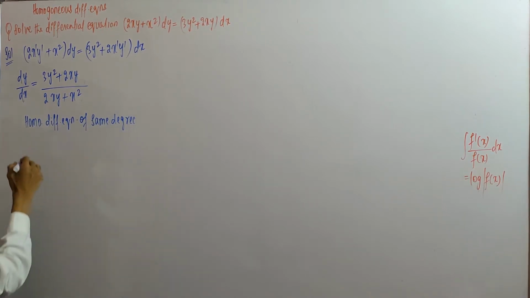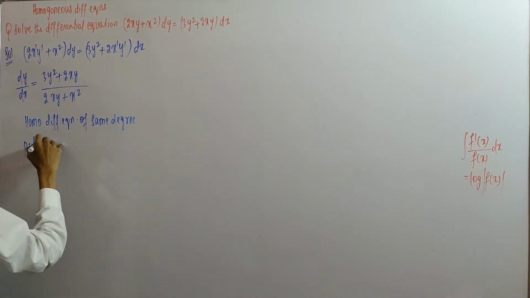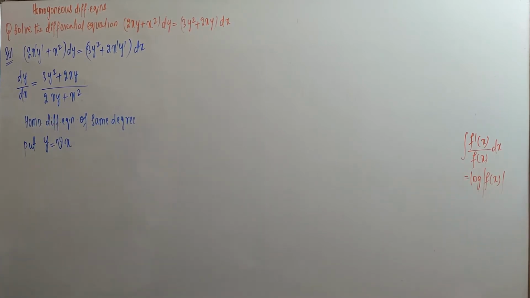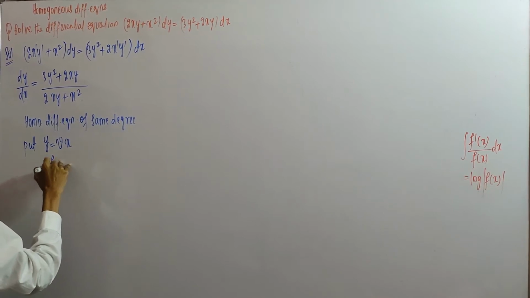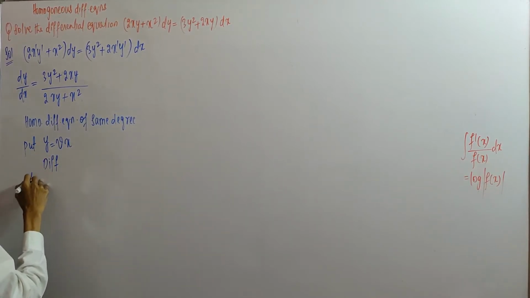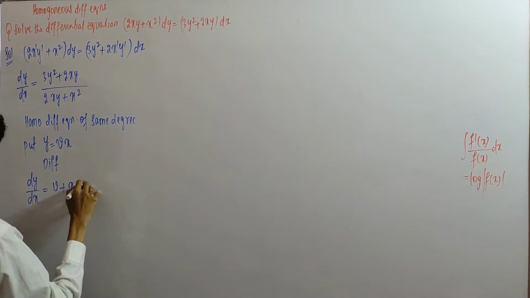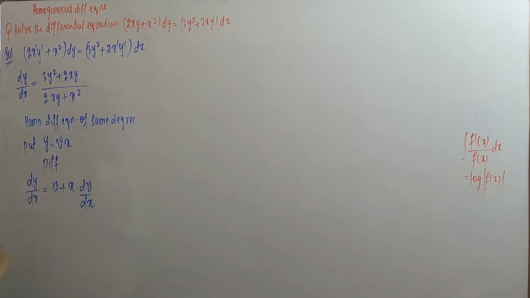So in such cases we apply the concept of substitution, that is, put y equals vx. Here v is a function of x. Now differentiate y equals vx, we'll get dy by dx is equal to v plus x into dv by dx. Now here we have dy by dx and dv by dx, so remove this dy by dx.